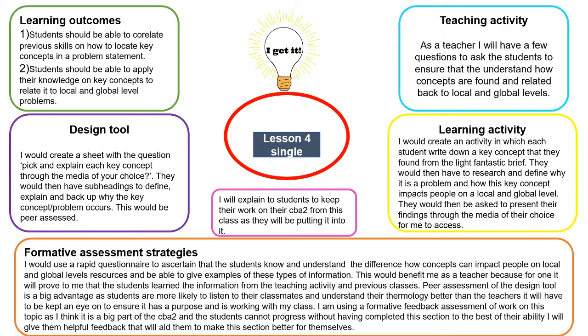So lesson 4 is a single. I will get them to create a sheet which they'd have to pick and explain the key concepts of that Light Fantastic sketching. So they'd have to have subheadings, so small problems and sketched out, and then define them into more detailed, abstractly.